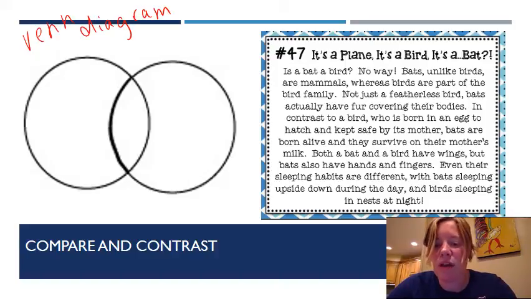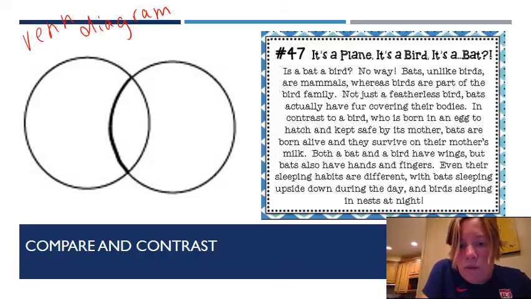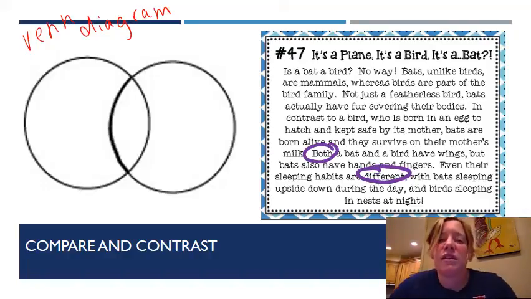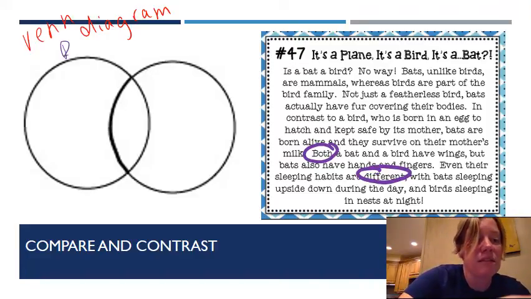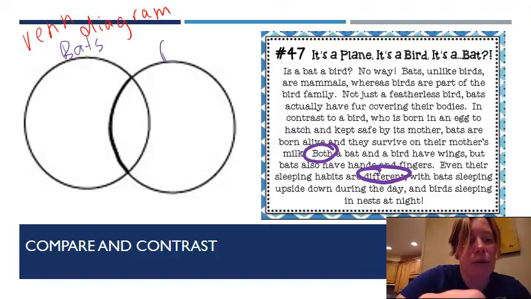Both a bat and a bird have wings, but bats also have hands and fingers. Even their sleeping habits are different, with bats sleeping upside down during the day and birds sleeping in nests at night. I want you to take a quick look right here. We've got the word different and we've got the word both. Because I read for meaning, I saw the word both and the word different, and I know automatically that we're talking about comparing and contrasting. We're talking about bats and we're talking about birds.